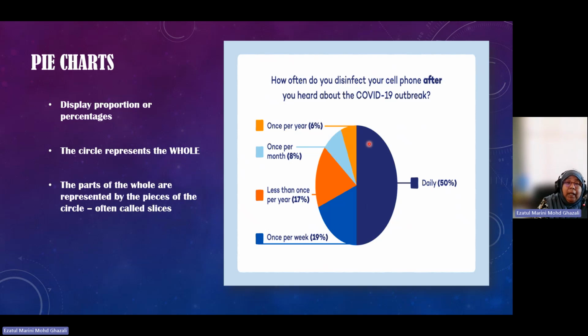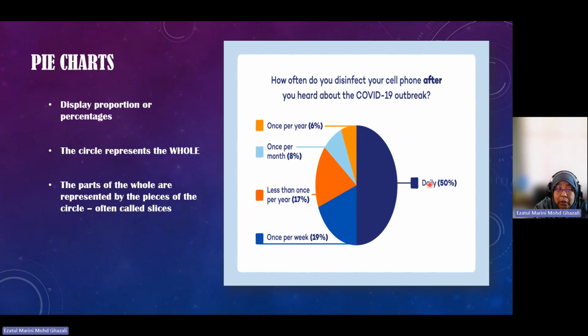just like a pizza, all right? And okay, if you look at the title of the graph here, how often do you disinfect your cell phone after you heard about the COVID-19 outbreak? So the whole pie chart is discussing the frequency of the user disinfecting his or her cell phone. Okay, all right. And if you look at the slices, you have five slices, five categories. That is once per year, once per month, less than once per year, once per week, and daily.